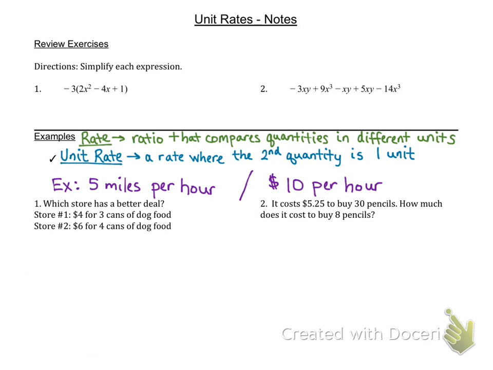So for number 1, I want to distribute the -3 to everything inside of the parentheses. So -3 times 2x squared is -6x squared. -3 times a -4x is a positive 12x. And then a -3 times a positive 1 is a -3.